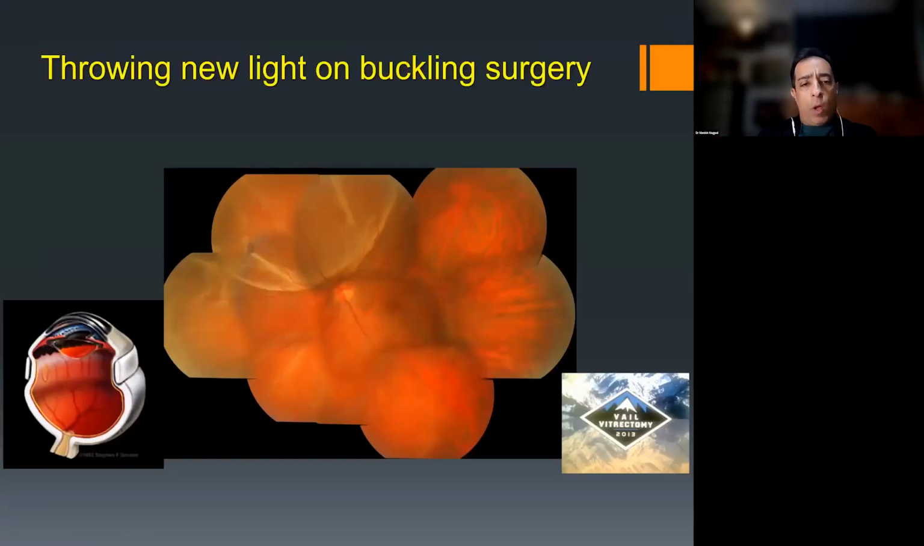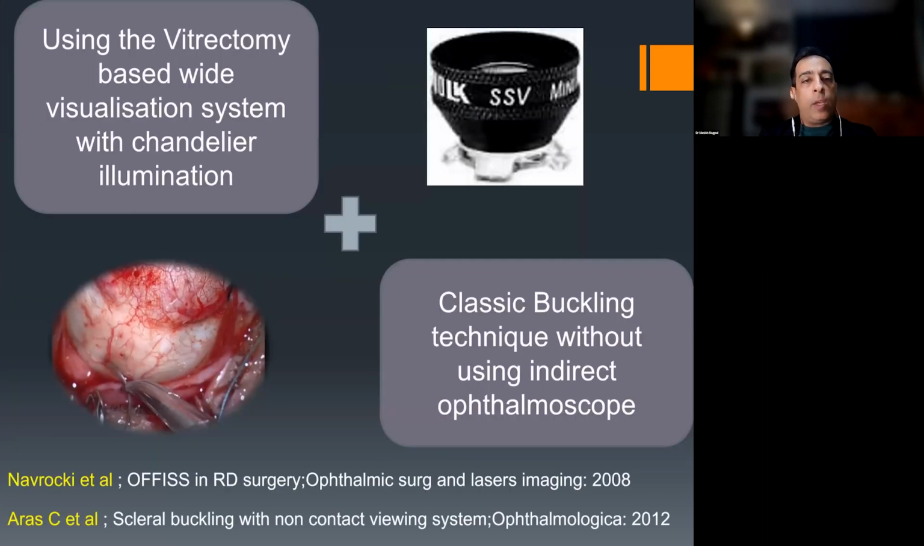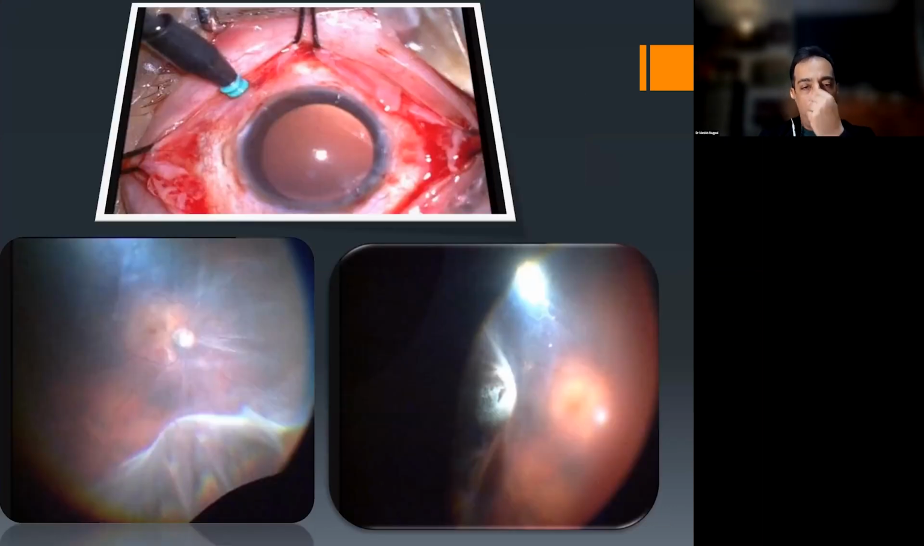Just a small clip on buckling surgery. I use the same Vogue lenses to do buckling surgery. The buckling surgery is done classically, but I use the Vogue lens under the microscope to do the buckle. This is great from a teaching perspective, as well as it's good from a posture perspective for retinal surgeons in the long run.